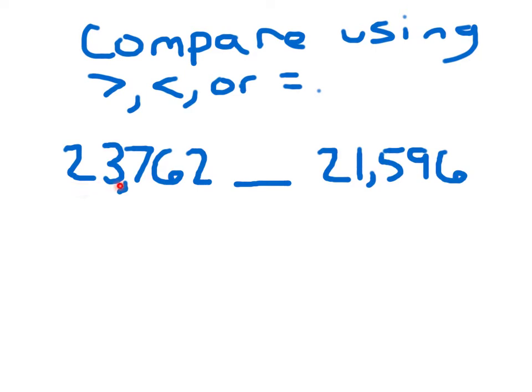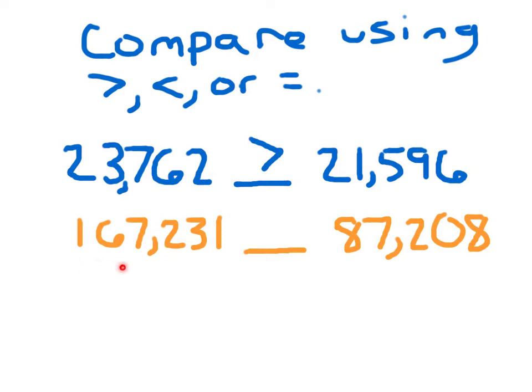I know that this is a 23,000 number versus a 21,000 number, so I know 23,000 already is bigger than 21,000, so I can put the greater than symbol. Looking at this carefully, there's two 10,000s here and two 10,000s here. Then there are 3 thousands compared to 1 thousand, so 23,762 is greater than 21,596. I always check my work by reading that number sentence one more time to myself, and sometimes I can hear a mistake where I go, wait a second, that's not correct, and so I can catch it.